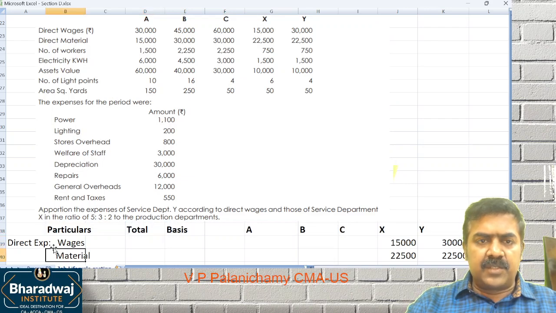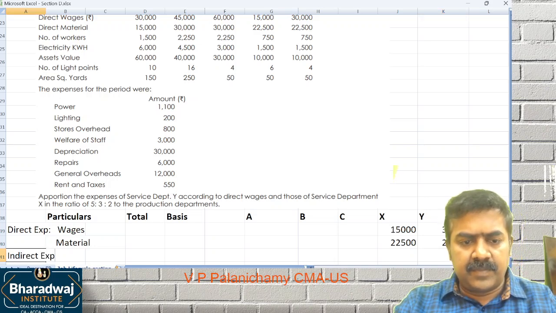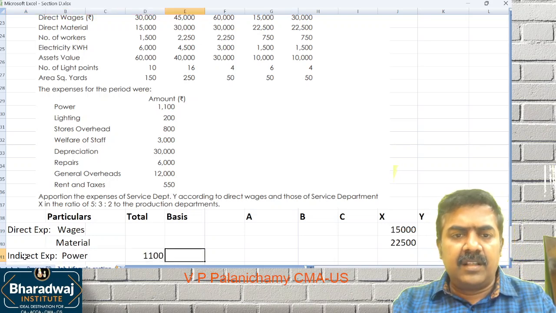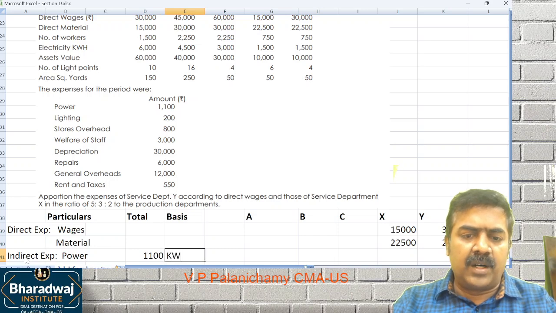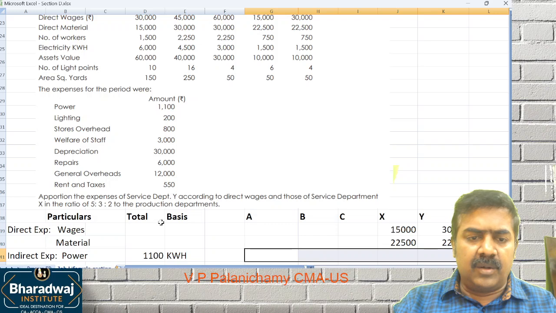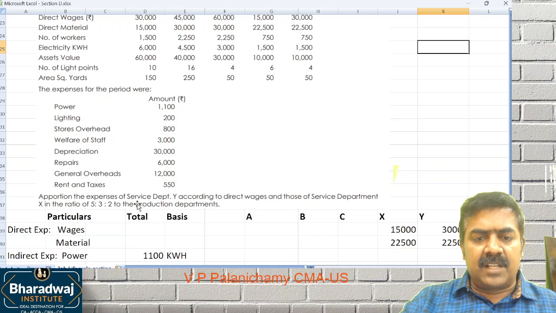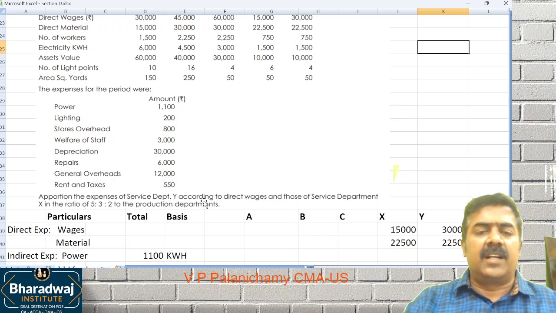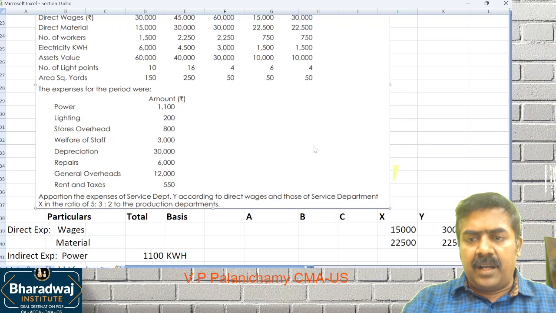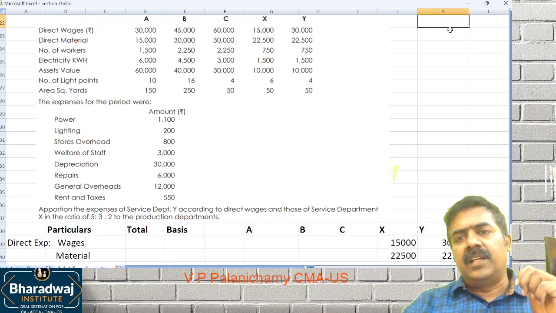For all the other expenses, you can start apportioning, like indirect expenses. What is the first one? Power, 1100. The basis is kilowatt hours. Apportion for A, B, C, X and Y. Do that and tell me the total. Service department expenses, how to reallocate, I will come to that later. The last 2 lines, as of now, ignore. I request you to work out based on the other one and tell me the total, then we will proceed.